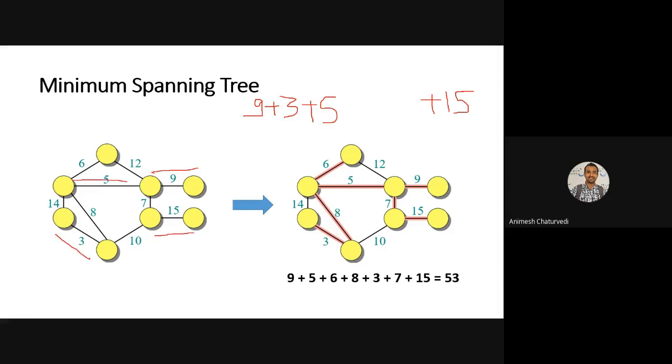5 has to be there. So 6 could also be there, and it is not creating a cycle. Then 8 could be, 7 could be there and not creating the cycle. So 7 is there, not creating the cycle. Now you want another node to be covered which is not covered.